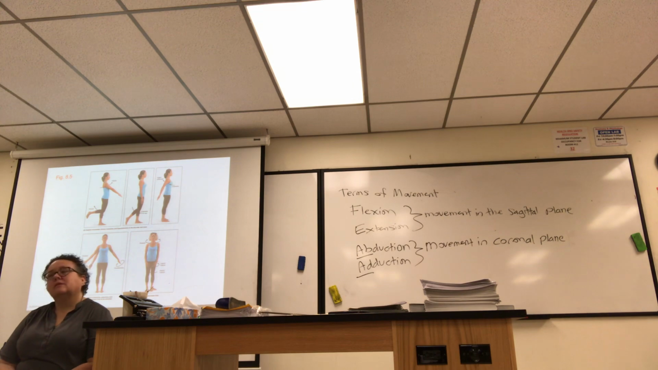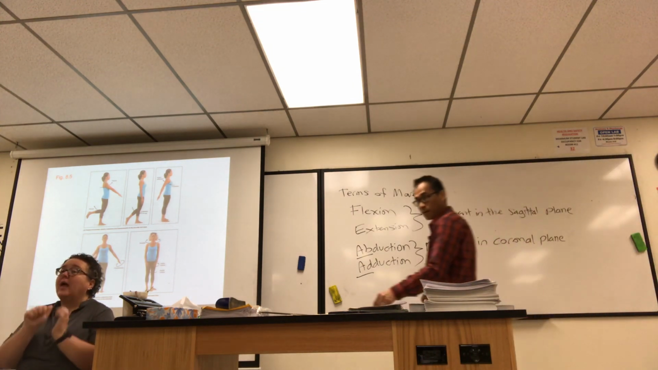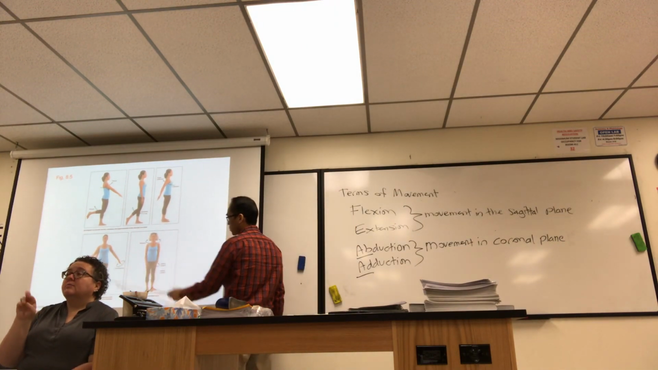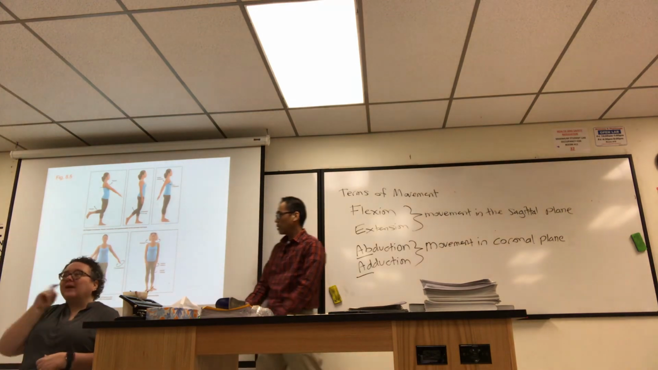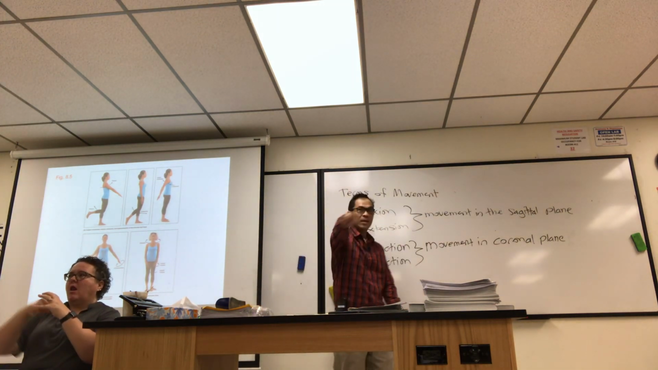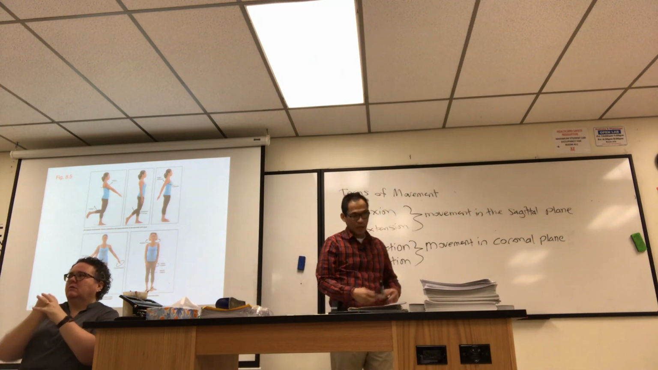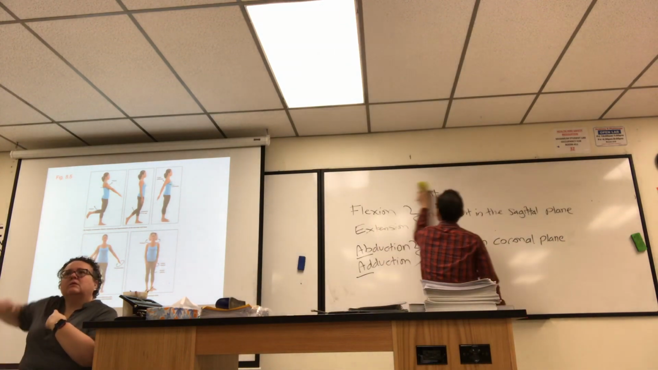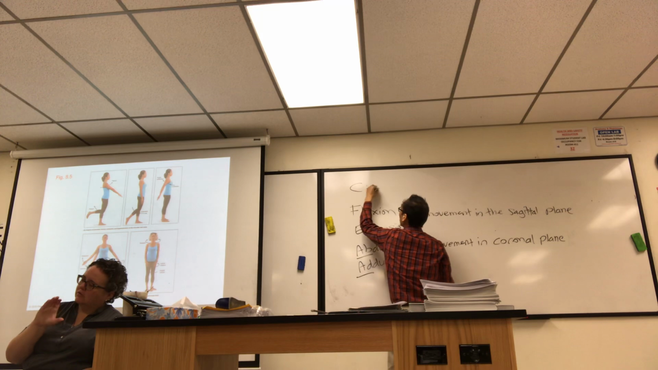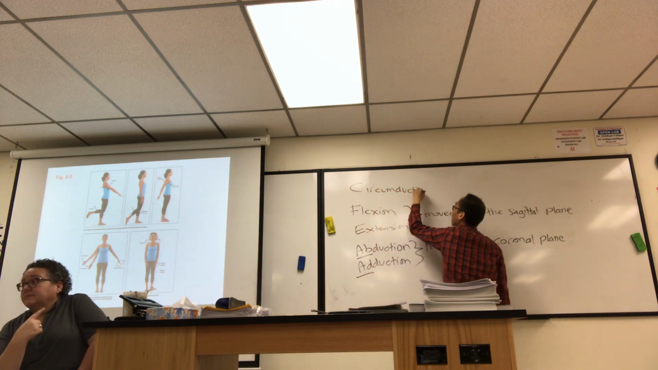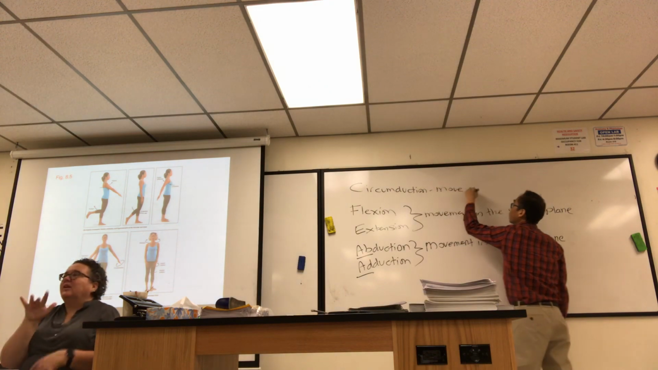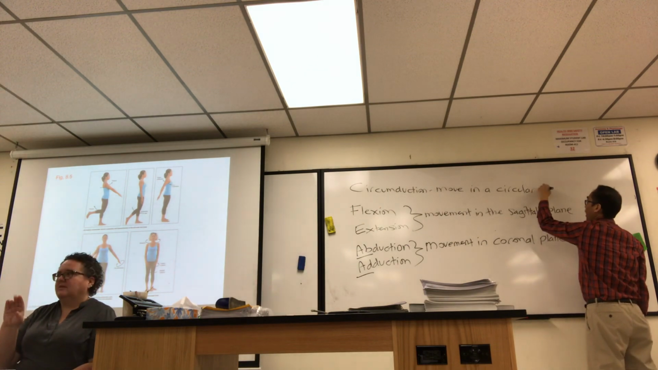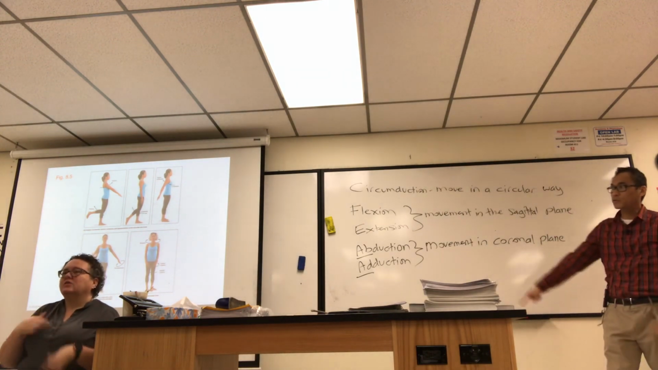A couple more movements that they show here. So they do abduction, adduction right here. Circumduction refers to the shoulder and hip because they're ball and socket joints. You can move the limb away, making a circle. Okay, that's called circumduction. Move in a circular way. You just make a circle, circumduct.